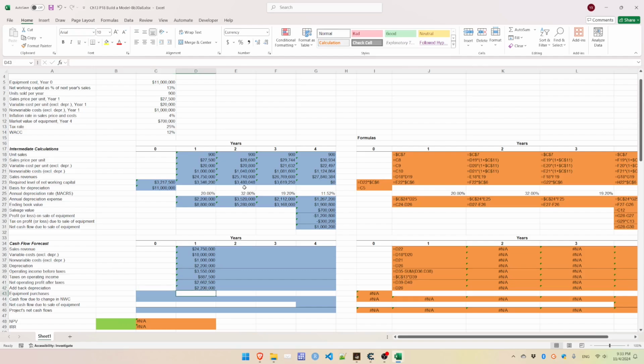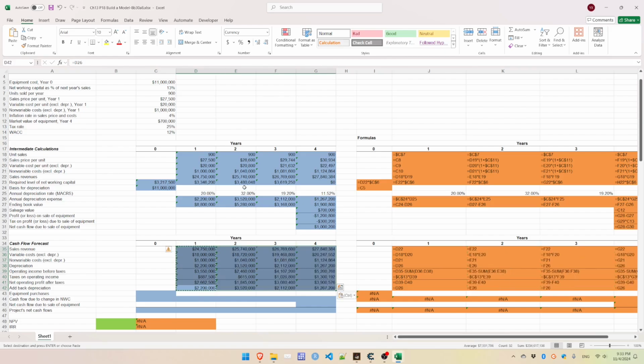Okay, so these are almost everything. I can just copy and paste. So everything is filled up, right? So just to double check, this is correct, this is correct, this is correct, this is correct, this is correct, this is correct, this is correct, and this is also correct, right? Okay, so that's the operating profit after tax and then depreciation.